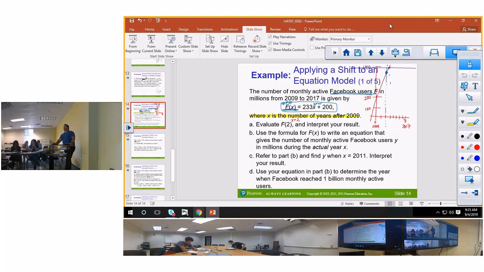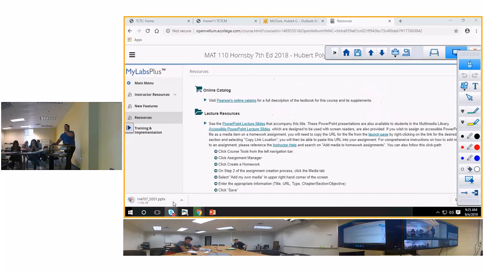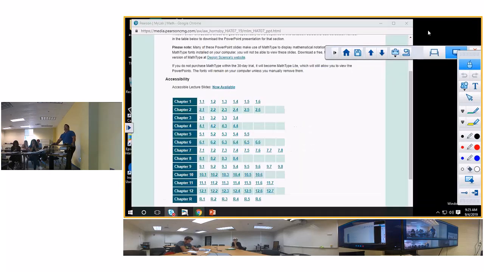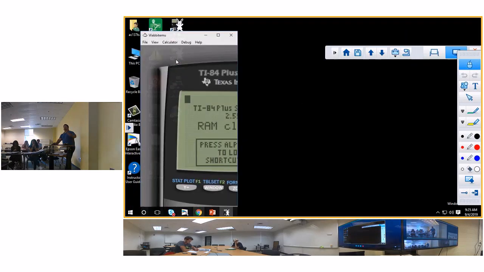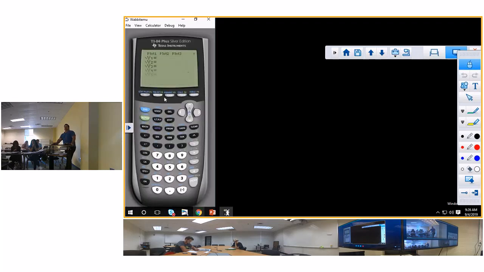So, I'm going to go to my handy dandy calculator and pull up y equals. What is it? Somebody give it to me again. What is it? 233x plus 200.